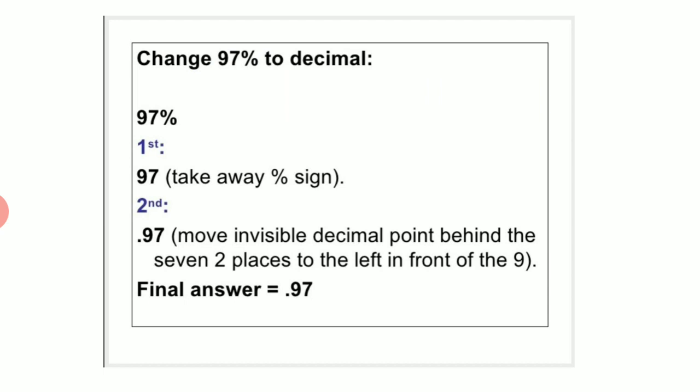So remove the percentage sign, and in the second step we need to move the invisible decimal point behind 7, that is after 7, two places to the left. Two places to the left means it is in front of 9. So the final answer becomes 0.97. And the other way around is you divide 97 by 100 and take out the decimal point.